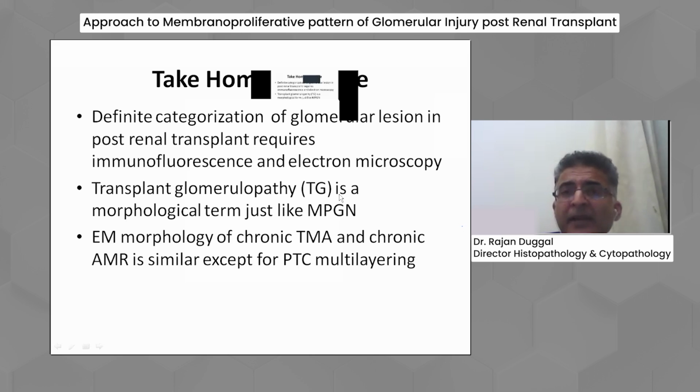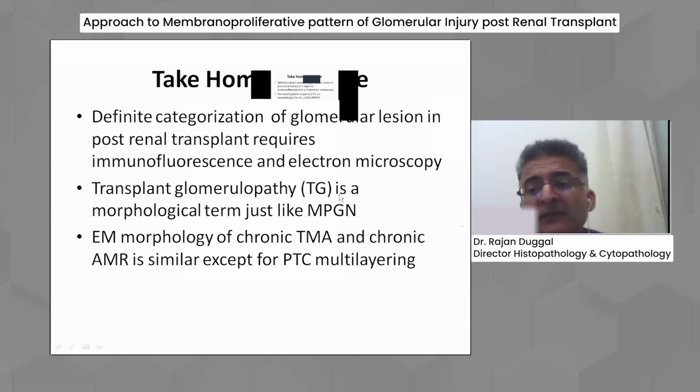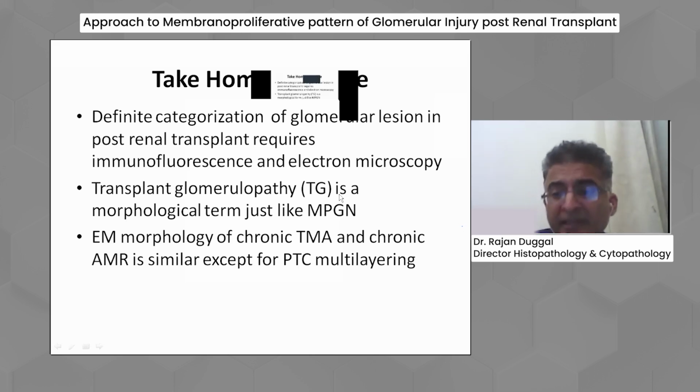But if I find neutrophils even in the glomeruli which are not showing TMA, that suggests that possibly it is more like an acute AMR.